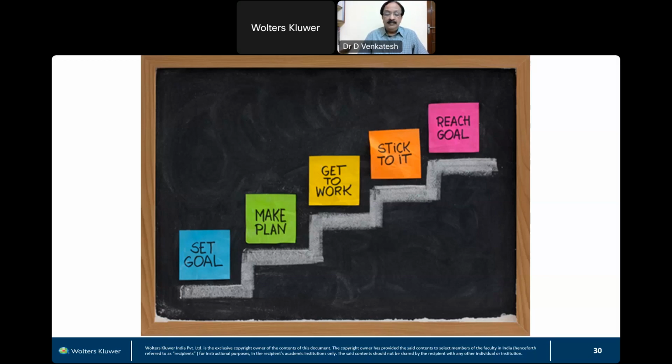But over a period of time, I'm sure you'll be able to make a realistic plan. Initially, when you make a plan, it will be very lofty and you may not be able to work towards the plan or stick to it. But definitely make a plan and then get to work, stick to it, and you'll be able to reach the goal and reach the desired objective without any fail.